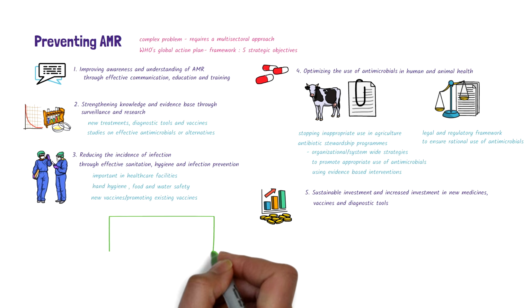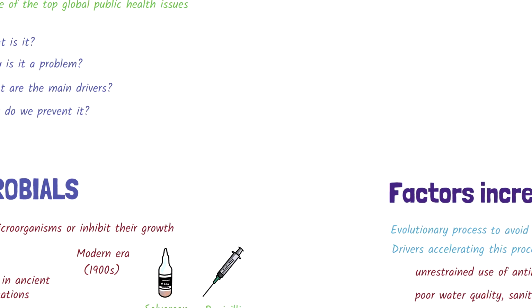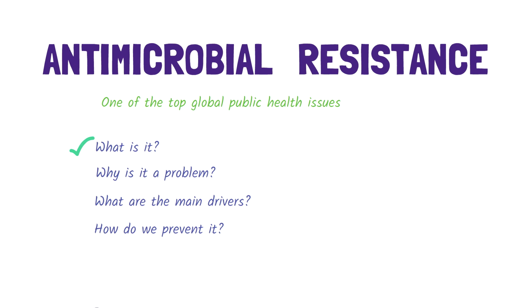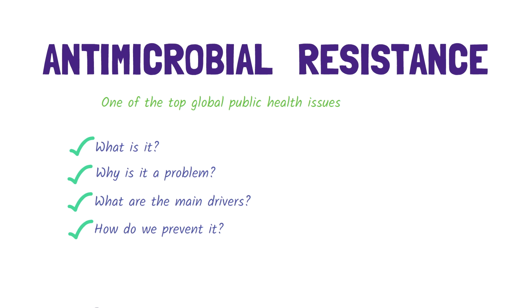These actions require a whole-of-society approach with everybody in all sectors and disciplines working together. It includes taking a One Health approach, incorporating human health, animal health, and environmental factors into consideration. And that's an overview of AMR. We've had a quick look at what it is, why it's a problem, the main drivers, and how we can prevent it. For more information, please have a look at the links below.